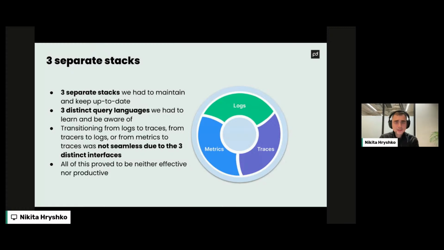And that was our legacy stack, or, to say it more correctly, our three separate stacks we had to maintain and keep up to date. Three distinct query languages, each tied to a different pillar, adding complexity to the learning curve for our engineers. Three various user interfaces, one with Kibana, one with Jaeger, and one with Grafana, resulting in a lack of seamless transition from logs to traces, from traces to logs, from metrics to traces, and so on. And all of this proved to be neither effective nor productive.